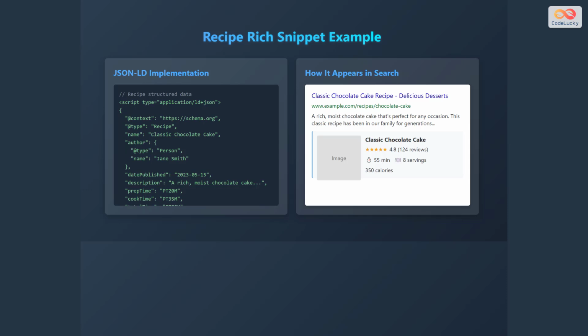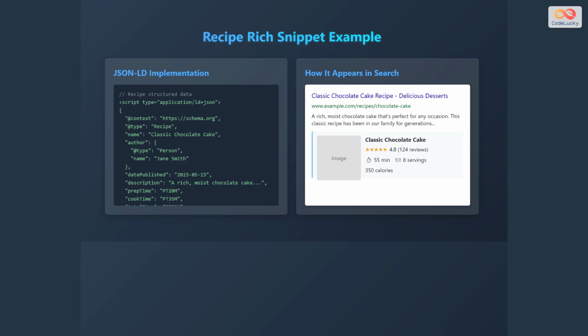How it appears in search. The search title is Classic Chocolate Cake Recipe, Delicious Desserts. The uniform resource locator is example.com/recipes/chocolate-cake. The search description is a rich, moist chocolate cake that's perfect for any occasion. This classic recipe has been in our family for generations.